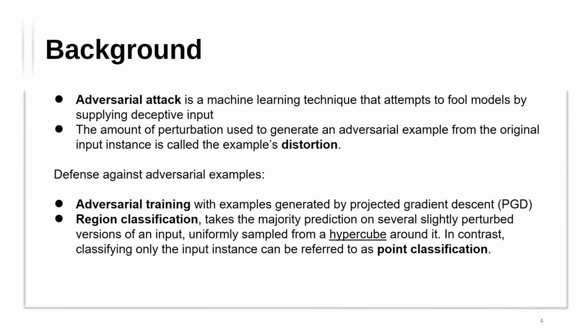And the second one is how to generate those adversarial samples by using projected gradient descent, and I will talk about this more in later slides. And the other method is called region classification. When it is given some input, it would uniformly sample from a hypercube around the input sample and vote for the majority prediction as the final result. So that's why it is called region classification.